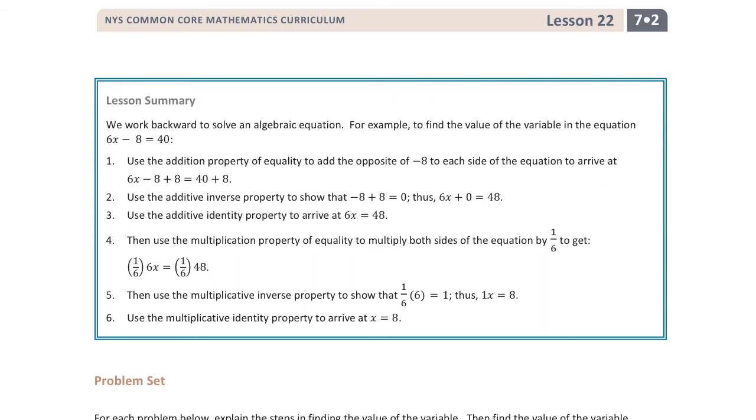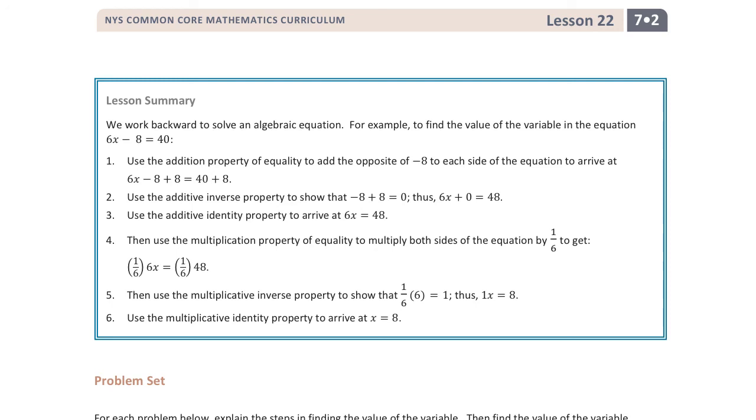So our lesson summary for today, we worked backward to solve an algebraic equation. For example, to find the value of a variable in the equation 6x minus 8 equals 40, we used the addition property of equality to add the opposite of 8 to each side of the equation to arrive at 6x minus 8 plus 8 equals 40 plus 8. Then we use the additive inverse property to show that negative 8 plus 8 equals 0. Thus, 6x plus 0 is 48. Then we use the additive identity property to arrive at 6x equals 48.